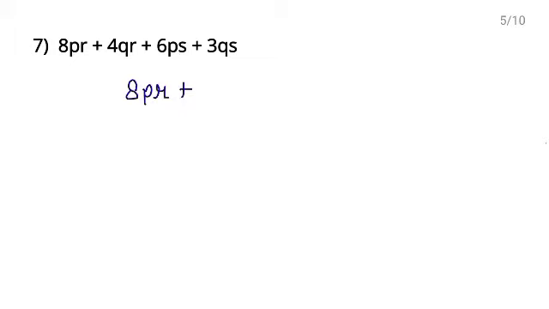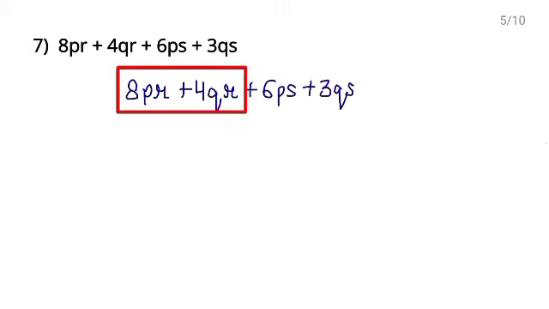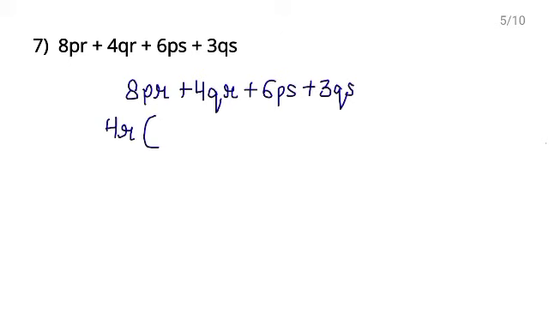8pr plus 4qr plus 6ps plus 3qs. Right? Now from first two terms you can take 4 as well as r common, right? 4 भी common ले सकते हैं and r भी. So take 4r common.